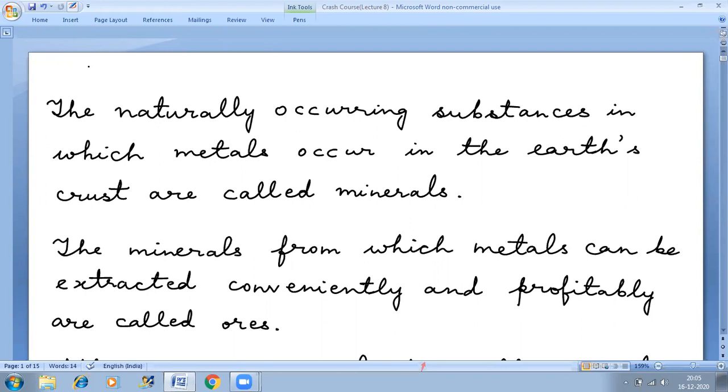So how do we obtain the metals? There are so many metals present in the Earth's crust. So metals are present as natural repositories. There is a natural mineral or a source from which we will obtain a particular metal.